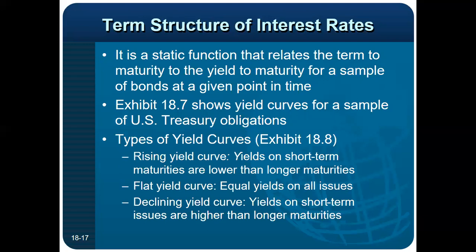Term structure of interest rate is a static function that relates the term to maturity, the yield to maturity, for a sample of bonds at a given point in time. The types of yield curve: a rising yield curve, where the yield on short-term maturities is lower than the longer maturities. A flat yield curve has equal yield on all issues. A declining yield curve has yield on short-term issues higher than longer maturities.